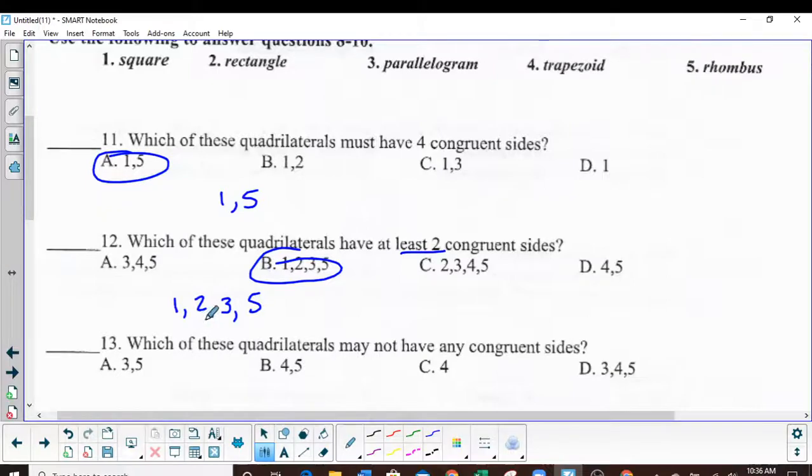And 13 says which of these quads may not have any congruent sides? And there's only one of those, and that would be the trapezoid, so it would be 4 right there, okay?